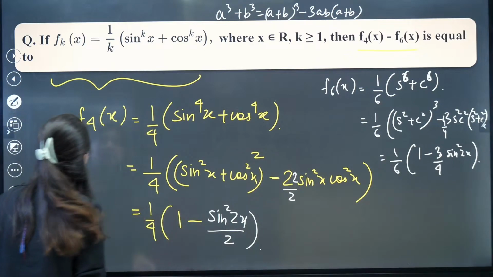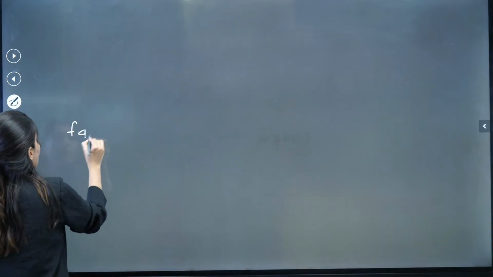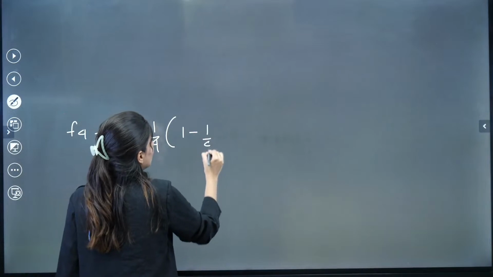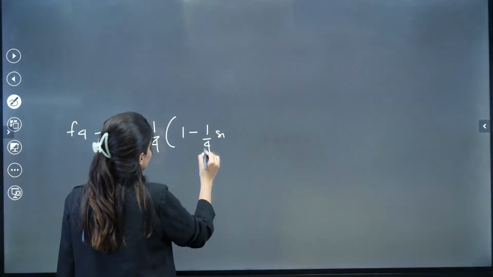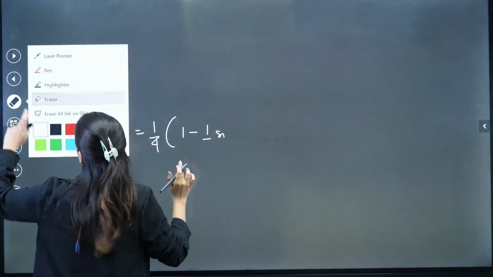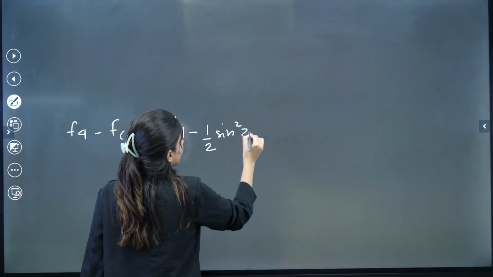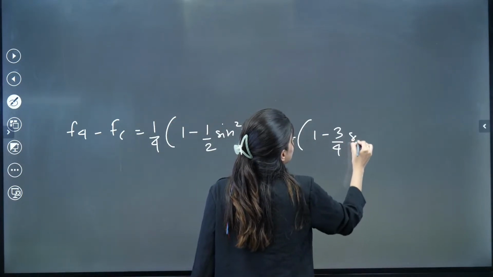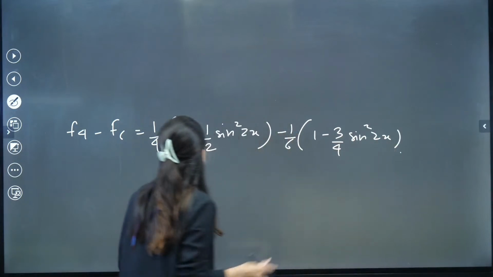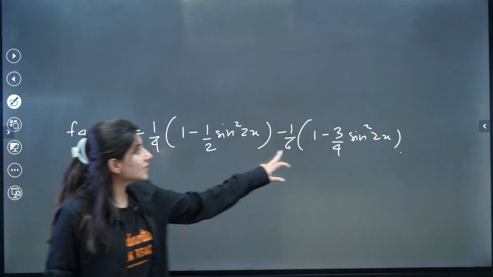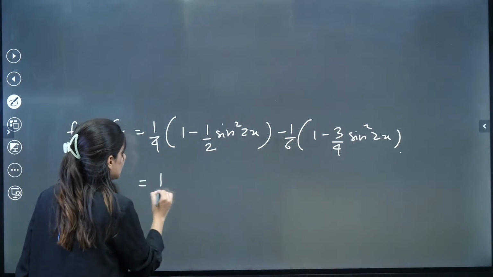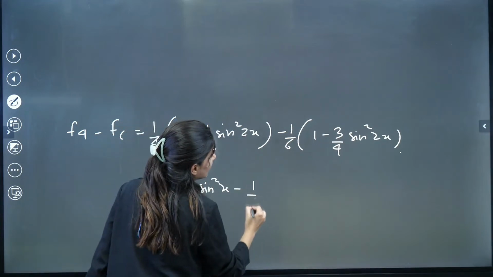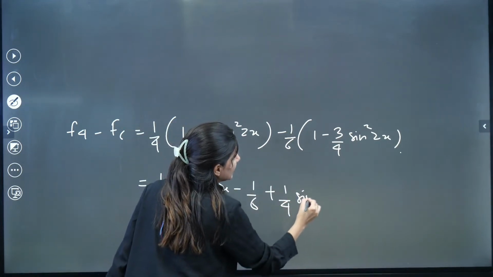Now you just need to subtract it. Let us subtract it. f4 minus f6 will be 1 by 4 into 1 minus 1 by 4. Okay, is it 1 by 4? No, 1 by 2 sine square 2x, minus 1 by 6 into 1 minus 3 by 4 sine square 2x. Now, can you see this is 1 by 8 and this is also 1 by 8, right? So this is 1 by 4 minus 1 by 8 sine square x, minus this is 1 by 6 plus 1 by 8 sine square x.